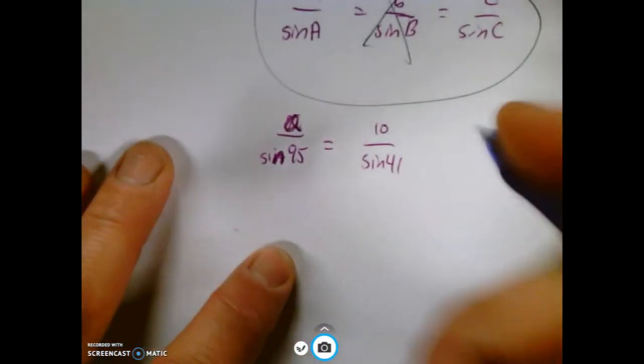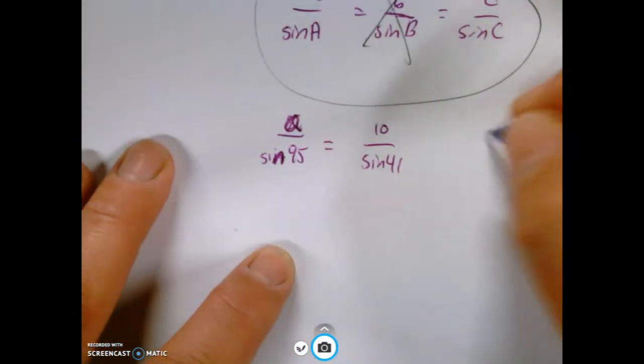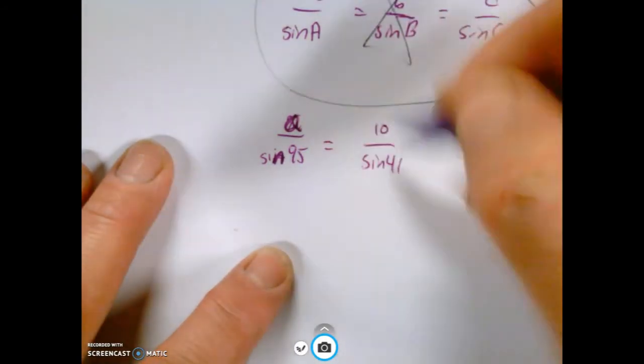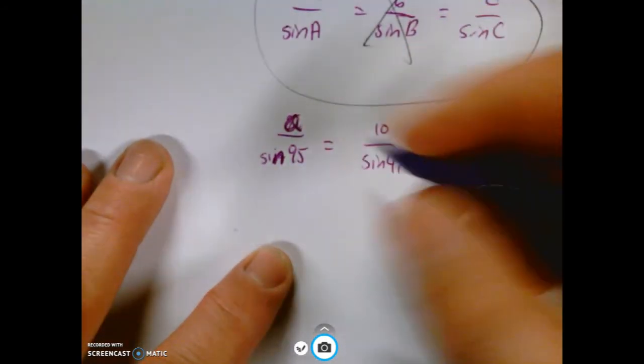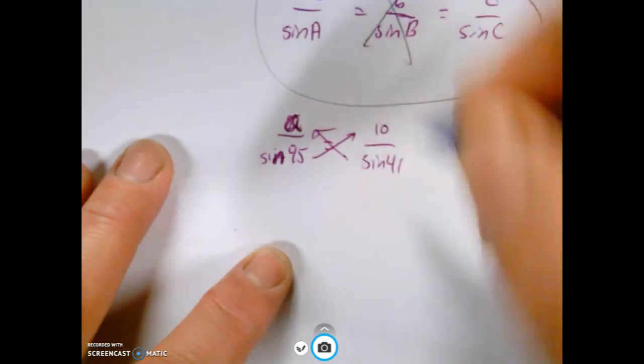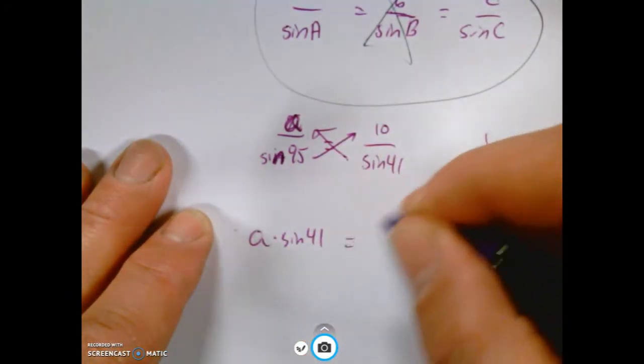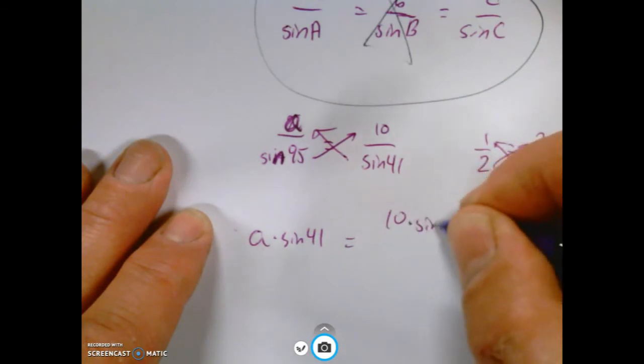But when you get down to it, this is just a fraction problem. This is like having 1/2 equals 3 over x, okay? The way you get this is you cross multiply things. So that's what we're going to do here. We're going to cross multiply things, okay? A times sine 41 equals 10 times sine of 95.